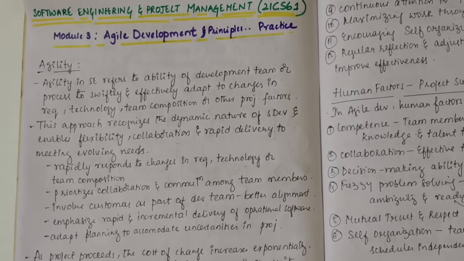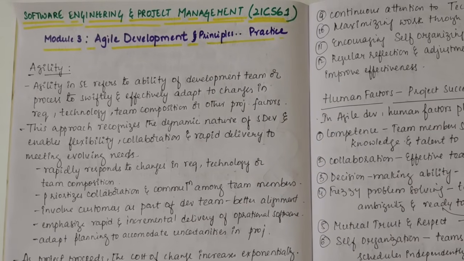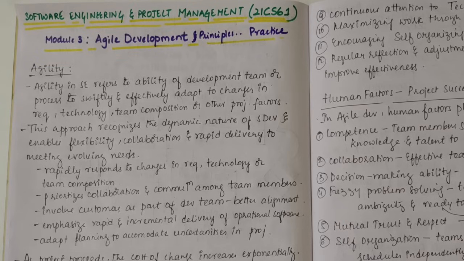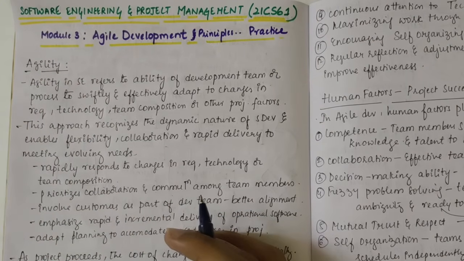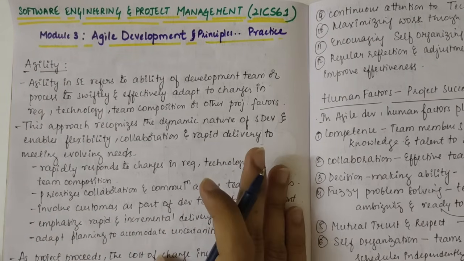In this video, we'll be looking into the third module, that is Agile Development and Principles that guide the practice of SCPM, Software Engineering and Project Management subject. So starting with the first chapter, Agile Development, we have our first topic, what is agility and what are the aspects of agility.